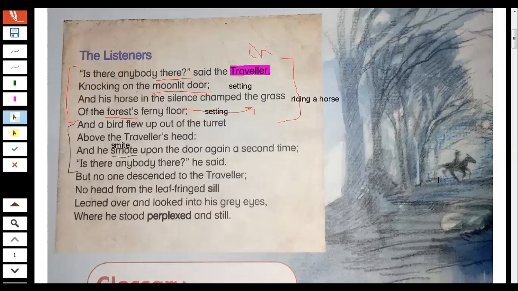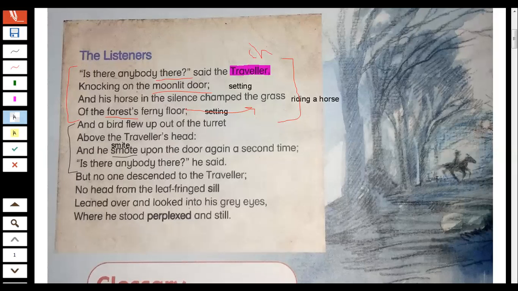Now, upon thinking, let's complete. The man now, for the second time, knocks the door, waiting, but no one descended to the traveler. No head from the leaf French sill. Leaned over and looked into his gray eyes, where he stood perplexed and still. Talking about the rhyming scheme again, that is going to be traveler, sill, eyes, still. A, B, C, B. Same rhyming scheme.